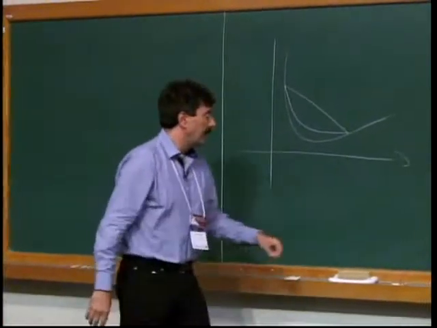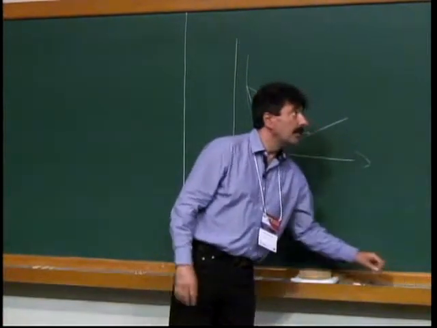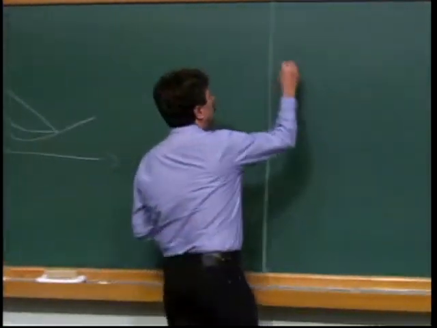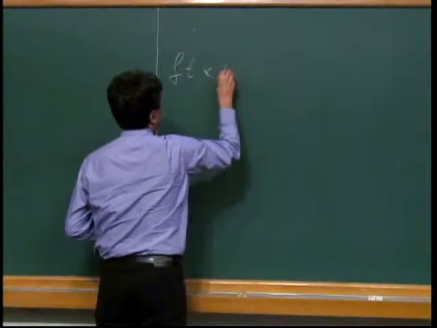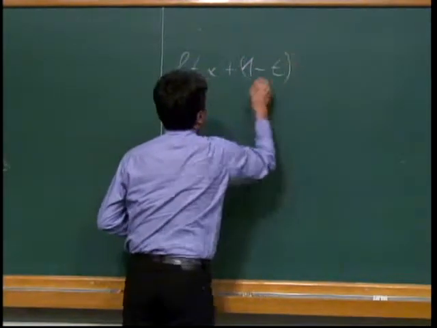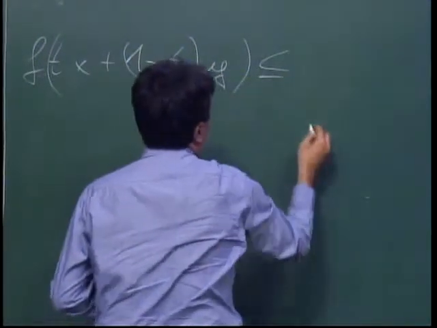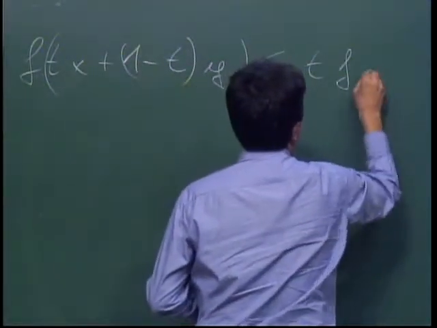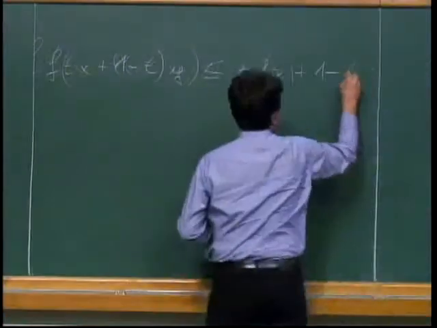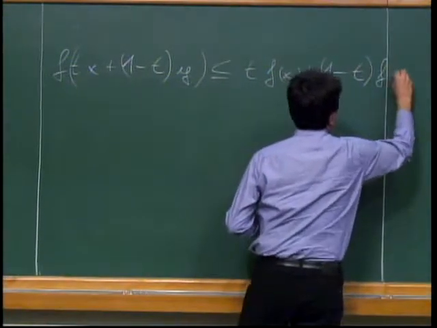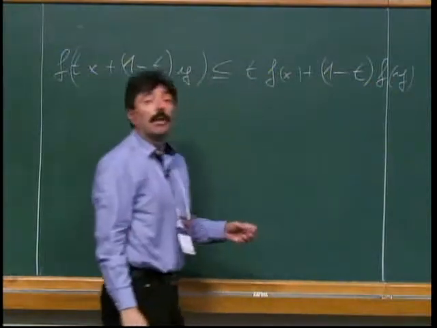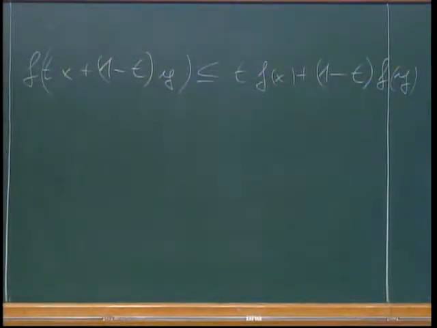Of course, if we write c equals 0 in this definition, then we get back simply the defining inequality of convexity. As you see, f of t x plus (1 minus t) y is less than or equal to t times f of x plus 1 minus t times f of y for all x and y in the interval I, and for all t in the interval [0, 1].